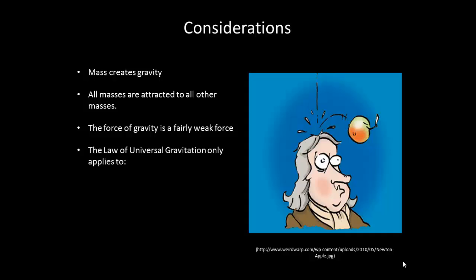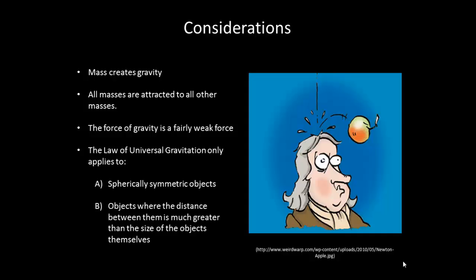The law of universal gravitation only applies to spherically symmetric objects and objects where the distance between them is much greater than the size of the objects themselves. Now note, while this is true, and we use gravity all the time on objects like people on the earth, we will often be able to approximate objects to be symmetric and approximate distances to be large.